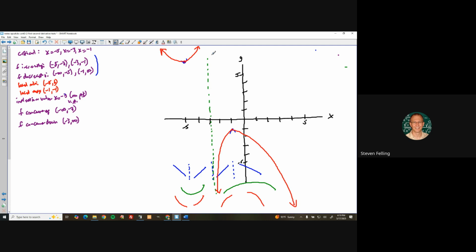Now, if you wanted to be more precise, you could find other things too. Like I could plug 0 into this function and find exactly where this crosses this axis to make that more accurate. But this is sufficient for our purposes. All right. That is a serious lot of work.